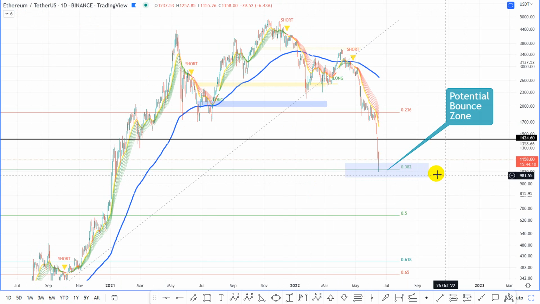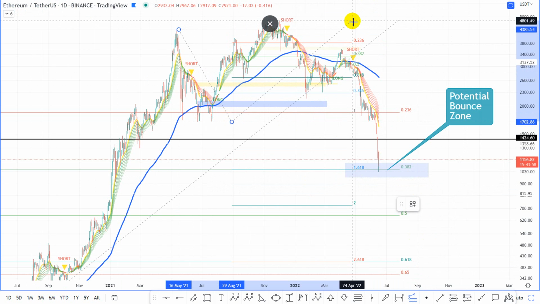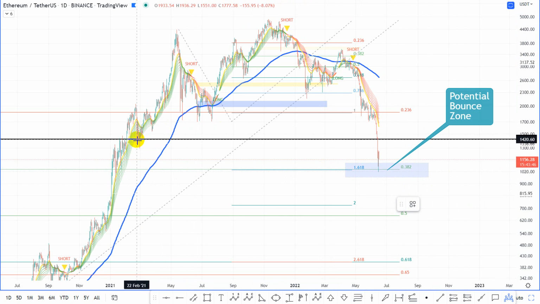If you remember in the previous video, I told you that this area is a strong potential bounce zone. Are there any other indicators that might support this idea? Let's take the fib projection tool and draw this projection. And check this out, a highly potential target here is 1.618, and again it aligns with this area. Wow, that's awesome.